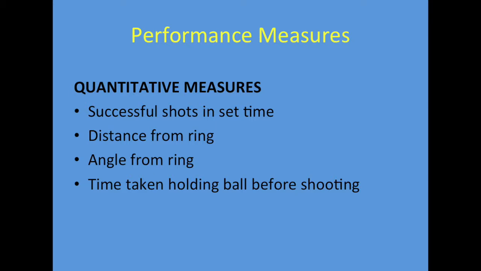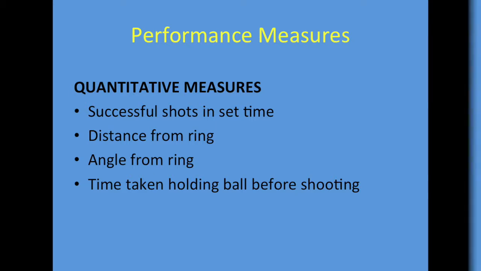For quantitative measures, we agreed on 4 key points, which included the amount of successful shots in a set period of time, the distance from the ring, angle from the ring, and the time taken holding the ball before shooting. Measuring these skills shows us whether the learner is versatile or can handle a changing environment.